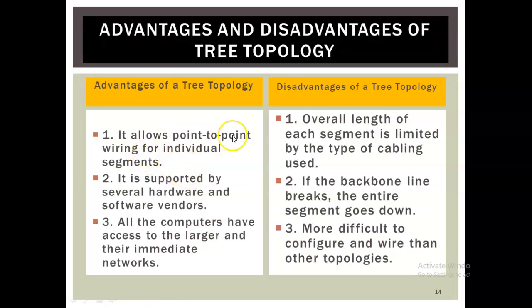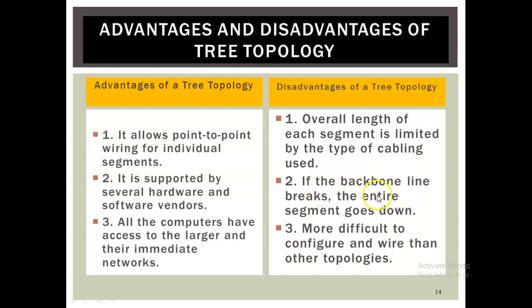Advantages. It allows point-to-point wiring for individual segments. It is supported by several hardware and software vendors. All the computers have access to larger networks and also to their immediate networks. Disadvantages. Overall length of each segment is limited because more network points are involved.